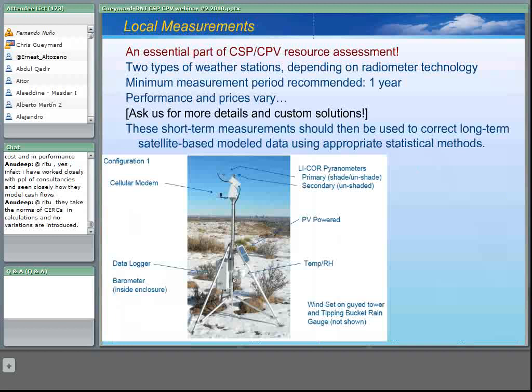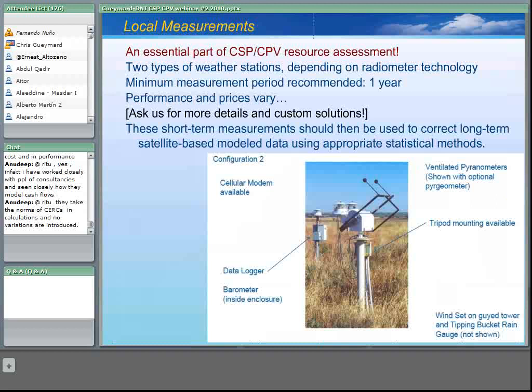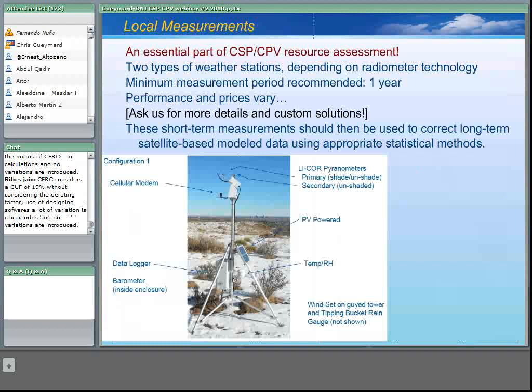This is the first type, which is using silicon-based radiometers. And in this case, it's a rotating shadow band. This is relatively autonomous. You have a PV panel for power, and the data is sent by a modem. So this is the less expensive type of weather station. And the more expensive one uses thermopile radiometers with a tracker. This requires a lot more electricity to use. Basically, this is known to be a reference because thermopiles are not sensitive to spectral effects. But now I would say these rotating shadow bands are relatively well corrected for these spectral effects. So it's basically a matter of preference and budget.